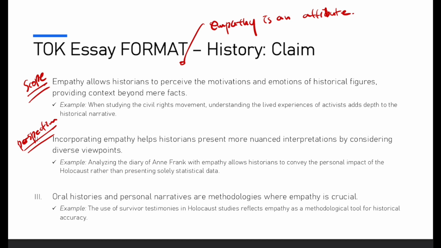And in this case, I'm going to try to find an example such as analyzing the diary of Anne Frank with empathy, which allows historians to convey the personal impact of the Holocaust rather than presenting solely statistical data. Okay, and if I'm using the methods and tools of the knowledge framework, my statement is like oral histories and personal narratives are methodologies where empathy is crucial. Then the example I'm going to find to support this statement will be focusing on whether the use of survivor testimonies in Holocaust studies reflects empathy as a methodological tool for historical accuracy or something like that, right? I'm going to find examples that are related to this statement here.